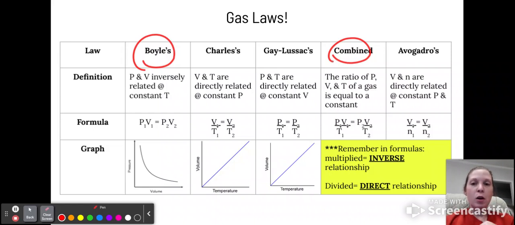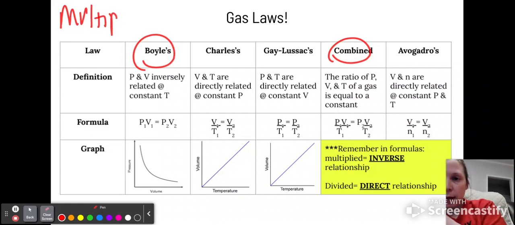So Boyle's law specifically looks at pressure and volume. So they are inversely related if the temperature is kept constant, which means it is not included in the calculation. So we've got P1 V1 is equal to P2 V2. Remember, multiplied equals inverse.